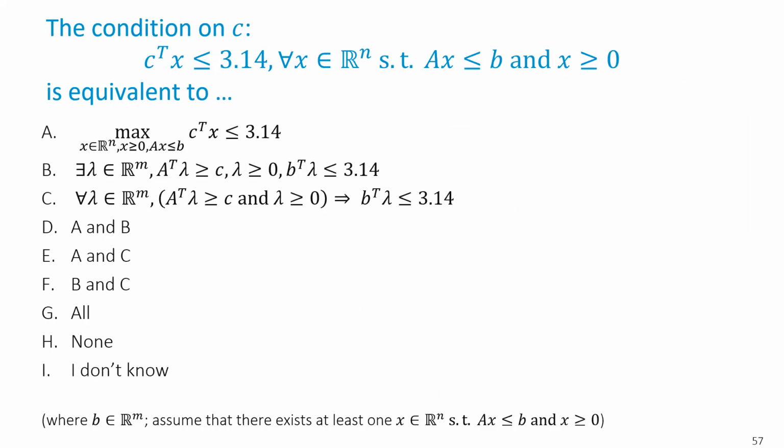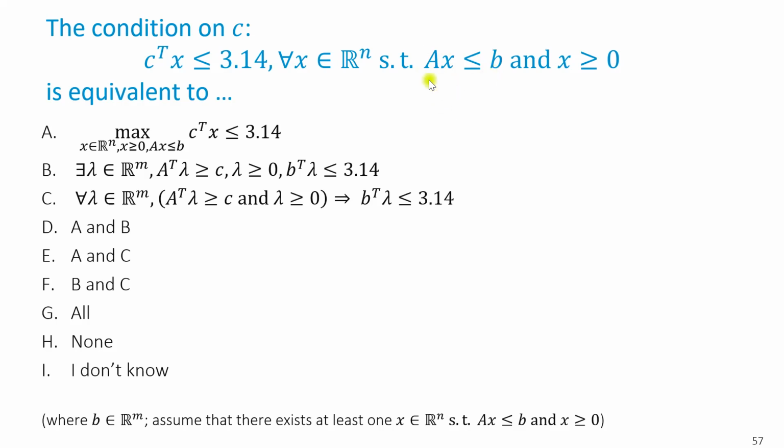Here's a question which is perhaps not strictly necessary, but it's just to show you what you have learned today, how powerful it is. The statement that I'm writing here is a condition on C. So C is a vector of dimension n. And I'm saying C satisfies the following property. C times x, the inner product of C and x, is less than 314 for every value of x that satisfies some constraint here.